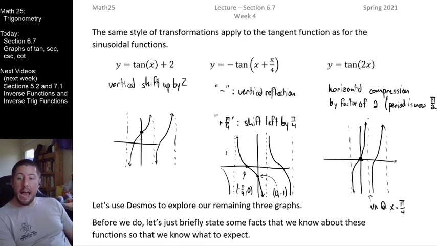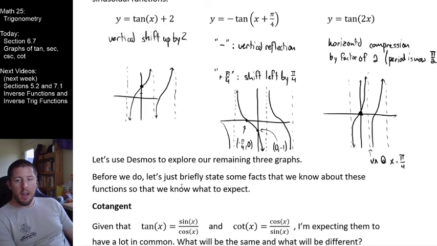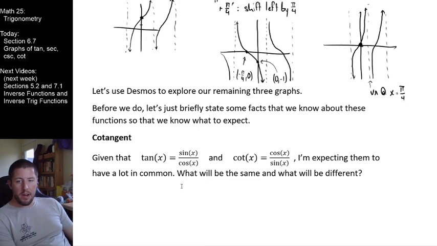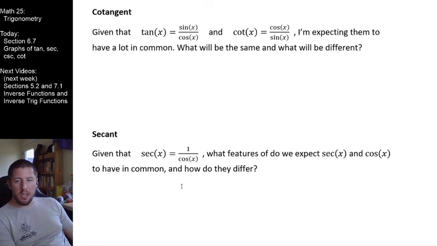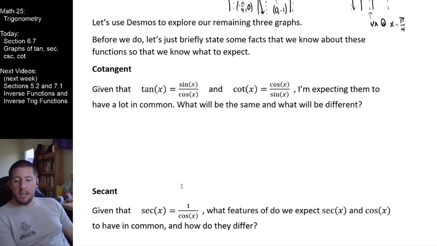So we now have our tangent graph. We've seen the transformations we can make to the tangent graph. Let's go ahead and hit up our other 3 graphs. Now, we know that our remaining 3 functions, cotangent, secant, cosecant, are going to have a ton in common with sine, cosine, and tangent, right? So we just did tangent, so let's talk cotangent next.